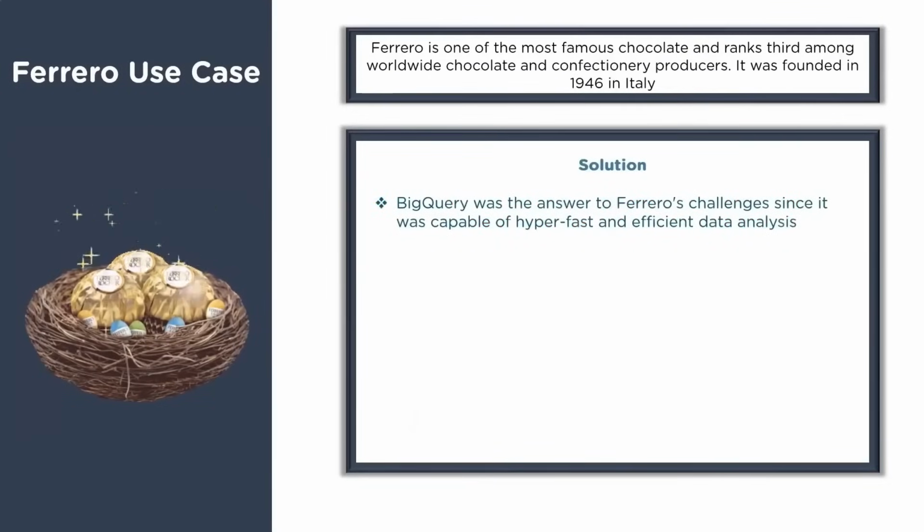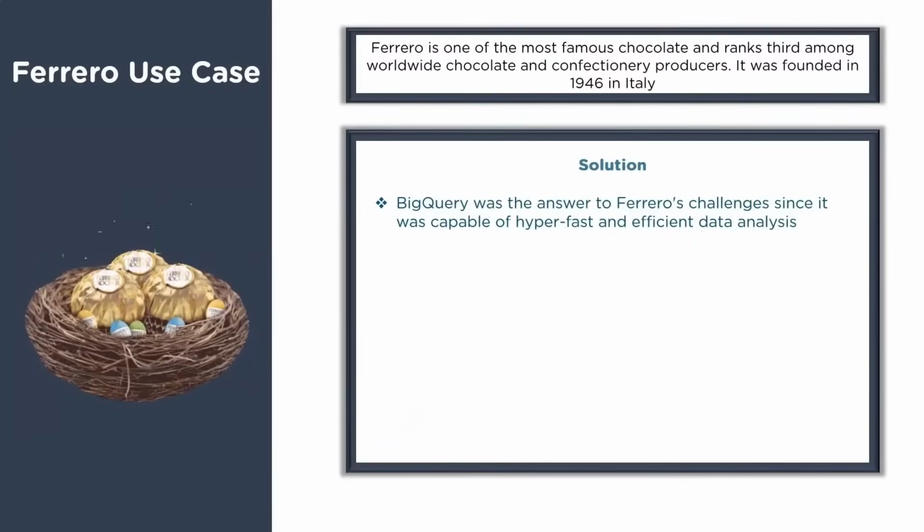So one of the services of Google Cloud Platform is BigQuery. This was an answer to Ferrero's challenges since it was capable of hyper-fast and efficient data analysis as a solution. Now, as I mentioned, BigQuery is a data warehouse which allows you to store structured data. This could directly be used as a service where you could store any amount of data, and you would not be paying for storage.